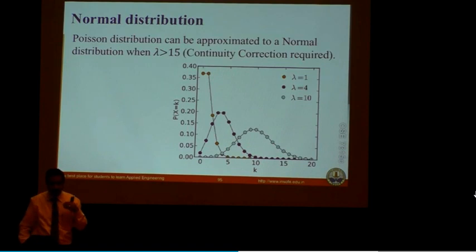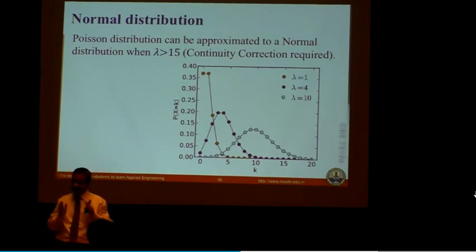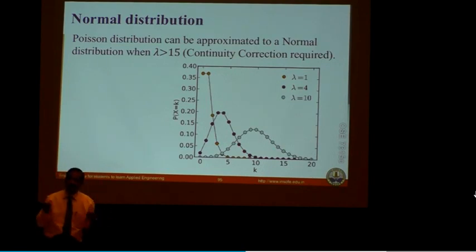Then Poisson. The average number of events is given. I am interested in the probability of some other number of events happening. The PMF was e to the power of minus lambda, where lambda was the average number of events, times lambda to the power of r divided by r factorial.